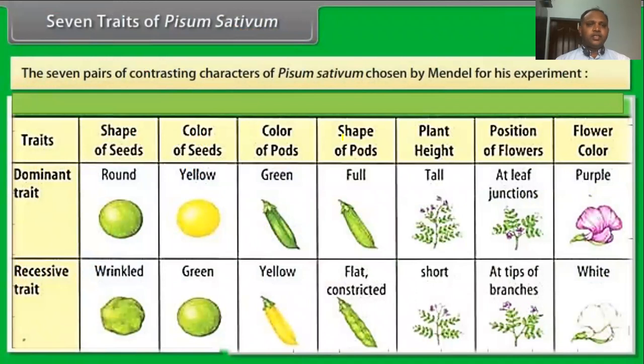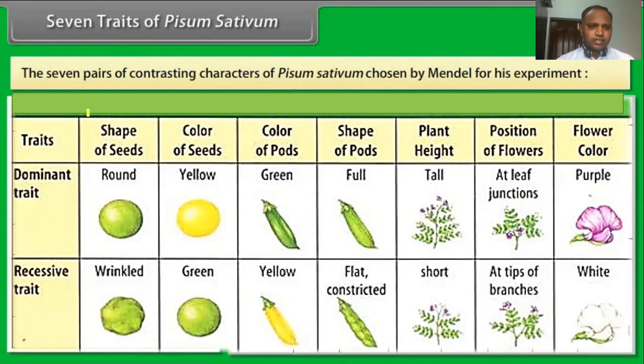First, here you can see the 7 traits of Pisum sativum, nothing but the 7 pairs of contrasting characters chosen by Mendel for his hybridization experiment. For his experiment, he used pure breeding, that is, true lines of Pisum sativum. For that, he selected a total of 14 true breeding varieties of Pisum sativum, right? In that, he selected 7 pairs of contrasting characters for his experiment. We will see what characters he selected.